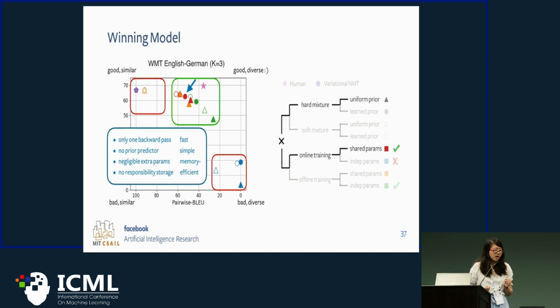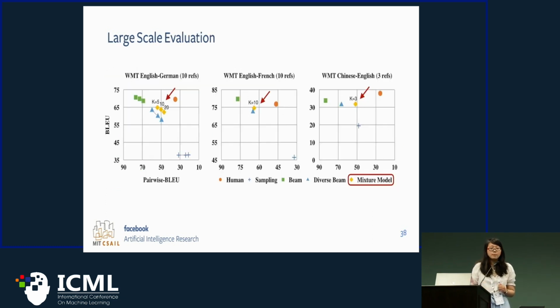We next extend our evaluation to 3 datasets, comparing our mixture model with decoding-based approaches, including sampling, beam search, and diversity-encouraged beam search. For all values of k, our model achieves the best trade-off between quality and diversity.